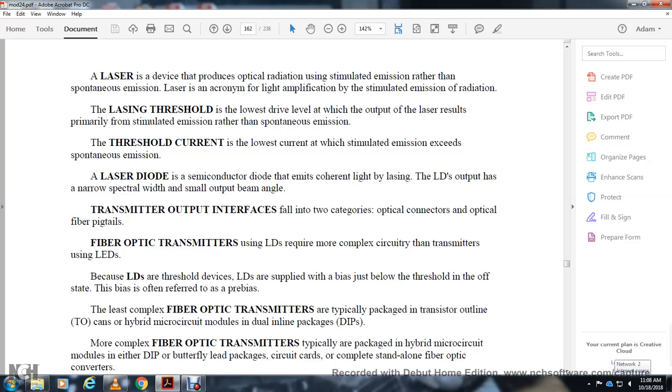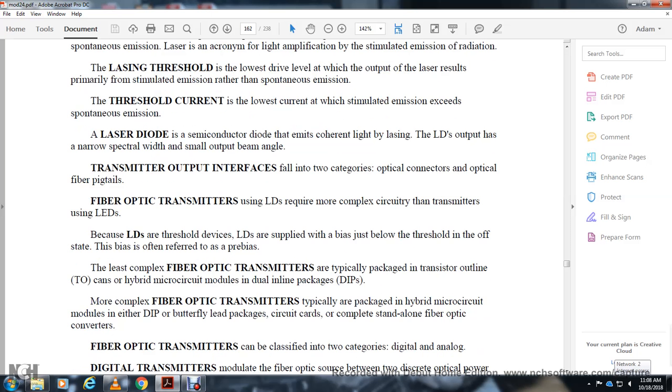Fiber optic transmitters using laser devices require more complex circuitry than transmitters using LEDs because the laser is a threshold device. The laser device is supplied with a bias just below the threshold in the off state. The bias is often referred to as the pre-bias. The least complex fiber optic transmitter is typically packaged in a transistor outline can or hybrid microcircuit with a dual inline package. The most complex is typically a hybrid microcircuit in a dual inline or butterfly lead package, or a circuit card with a complete standalone fiber optic converter.